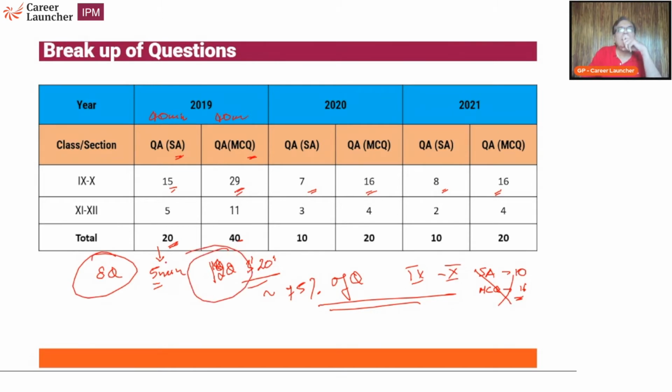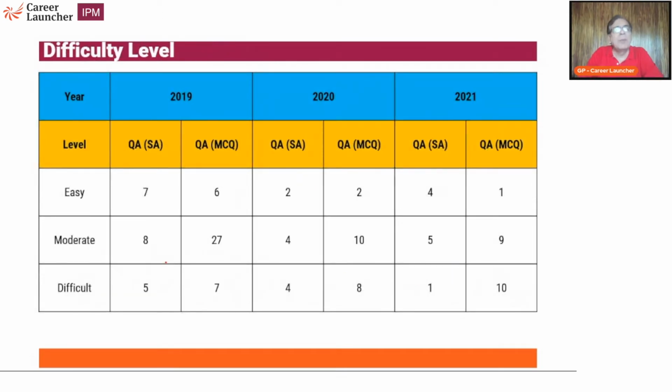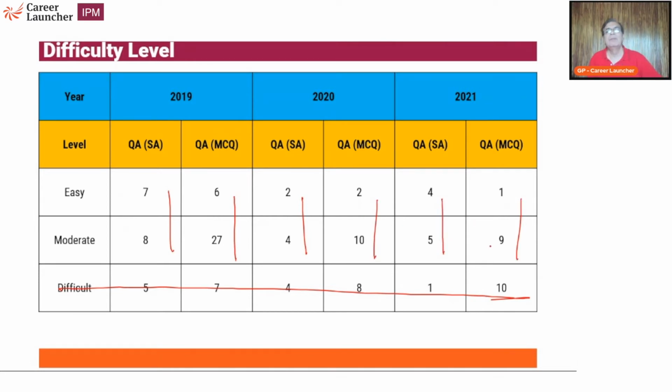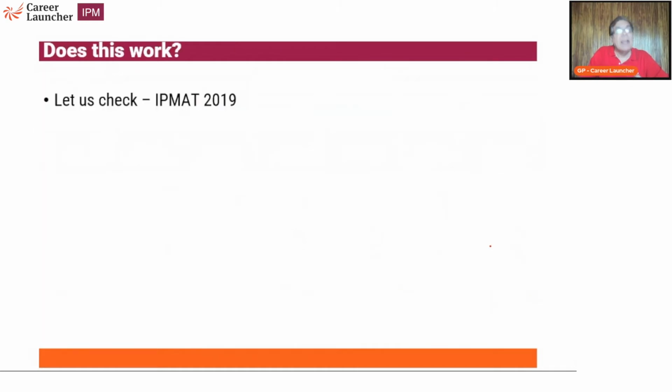Okay. The other way to look at this paper is to look at the breakup of questions in terms of easy, medium, and difficult. Just forget the difficult questions, they don't exist for you. And again, you will have about 65 to 75% of the questions available to you. So this is not an issue at all. So what is your task? How do you attempt a paper? You attempt a paper by focusing on topics of class 9th and 10th. Okay. And let's check in the IPMAT paper 2019 if this works.